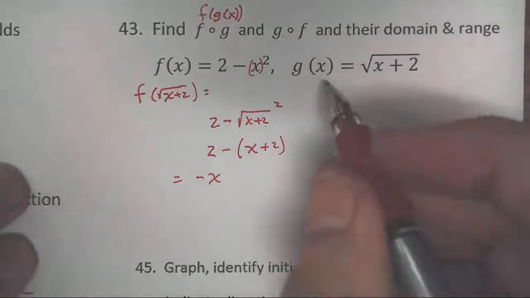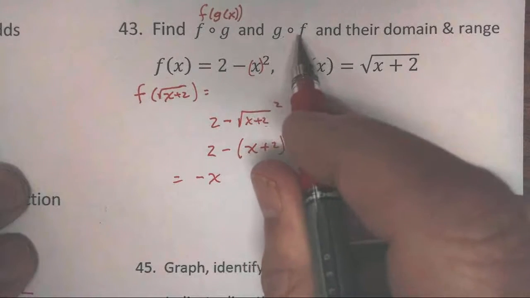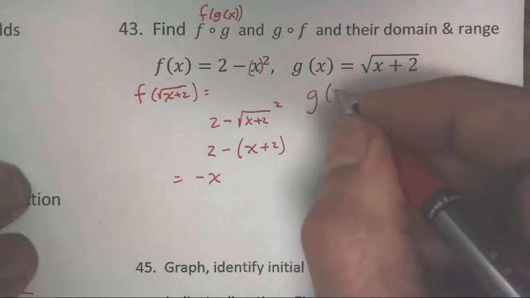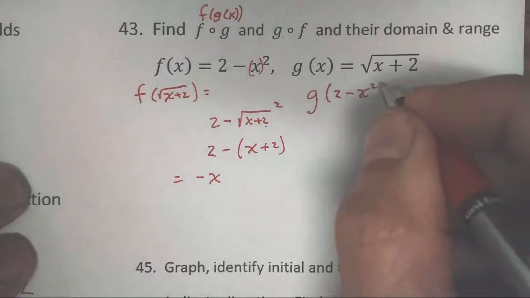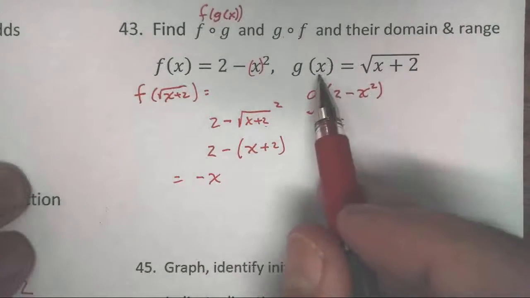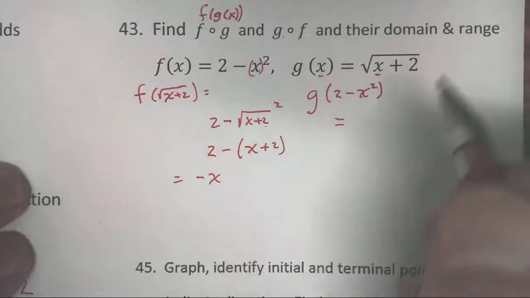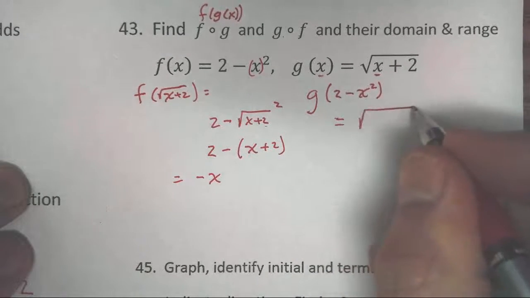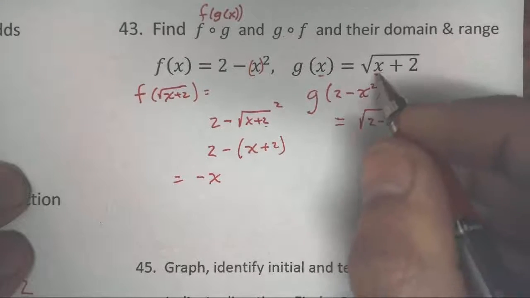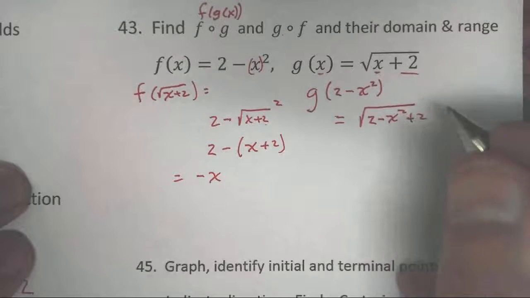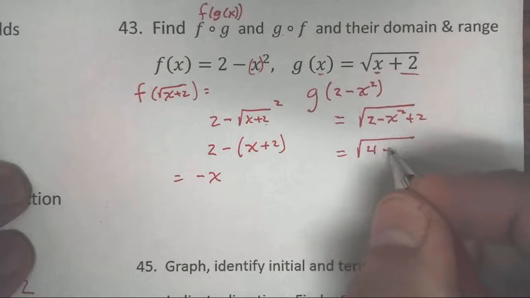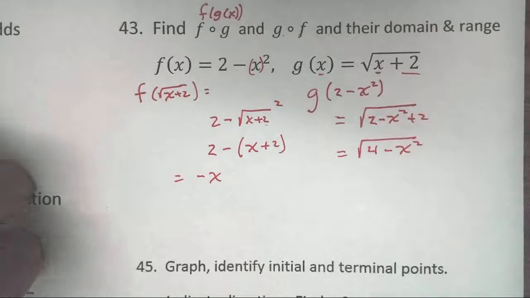Let's go ahead and find g of f. So I want g of f, which is 2 minus x squared. And g is a factory that takes things and puts them right here. So I get square root of 2 minus x squared, but still plus 2, or square root of 4 minus x squared.